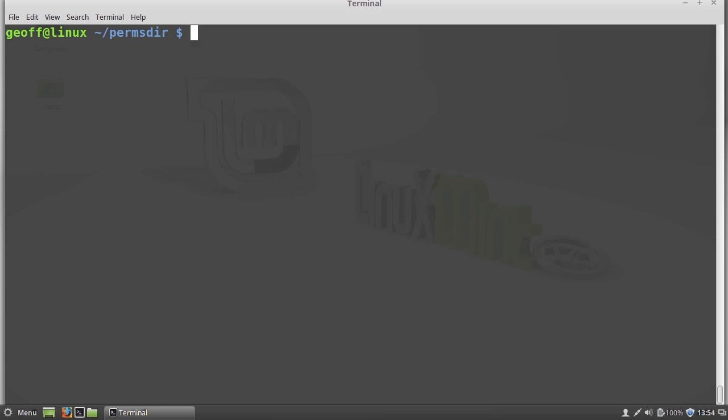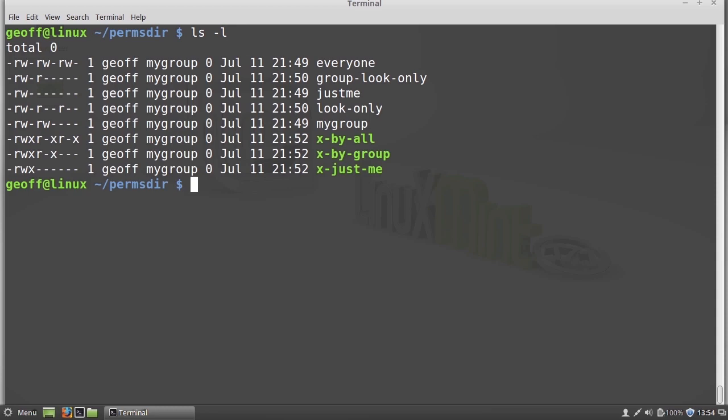In this video, we will talk about file permissions and something called the mode of the file. Now I'm in a directory here called permsdir, and I've just created a number of files that have various permissions, and we'll just talk about these permissions as we work down the directory.